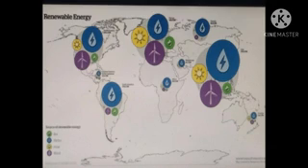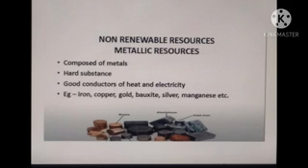Next we see non-renewable resources. Natural resources that, once consumed, cannot be replaced are called non-renewable resources. Continuous consumption of non-renewable resources ultimately leads to exhaustion. Examples of non-renewable resources include fossil fuels such as coal, petroleum, natural gas and mineral resources such as iron, copper, bauxite, gold, silver and others.